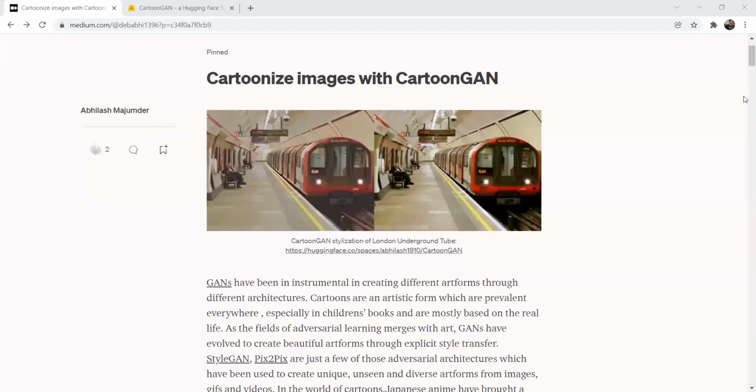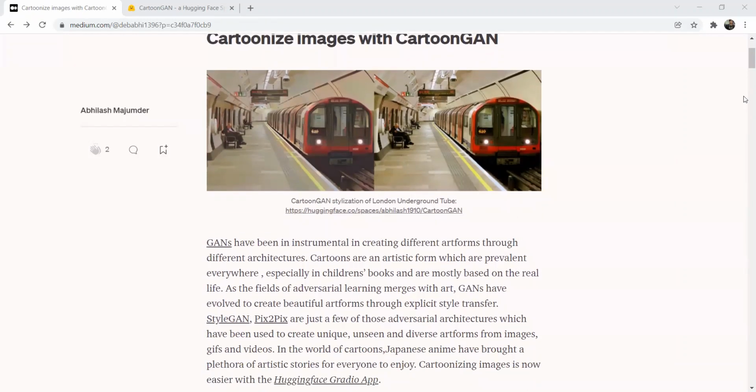GANs, as we all know, are a neural network architecture used for adversarial learning. GANs have been instrumental in creating different art forms through different architectures. Now, cartoons are a special case of images because cartoons have the special feature of borders and standard textures or shading. Cartoons are an artistic form prevalent everywhere, particularly in children's books, and are mostly based on real life. As the field of adversarial learning progresses, we have seen that GANs have been merged with neural networks to produce different kinds of architectures, which in turn create different art forms.